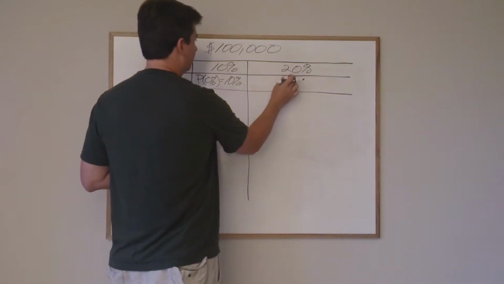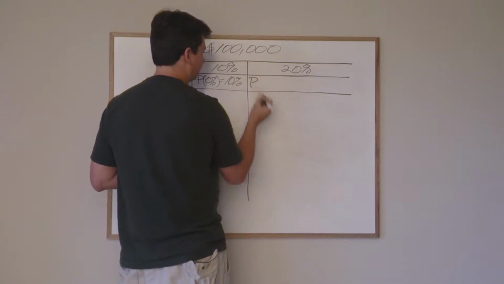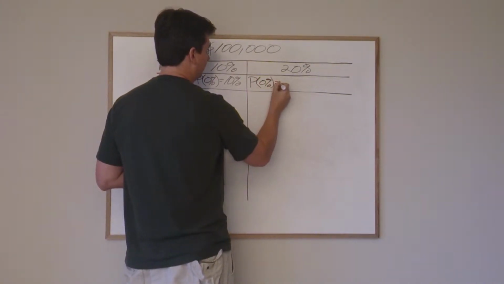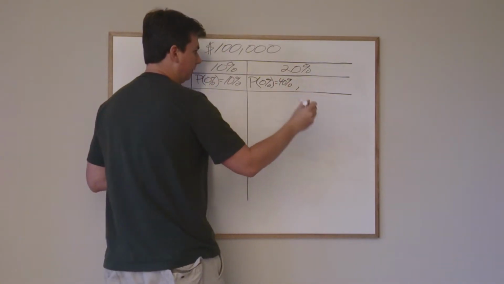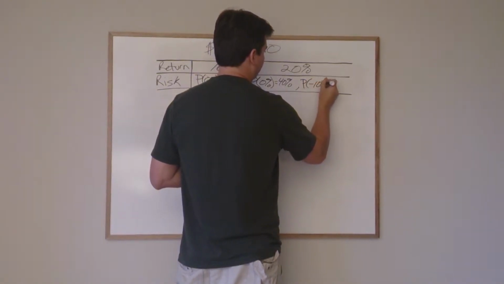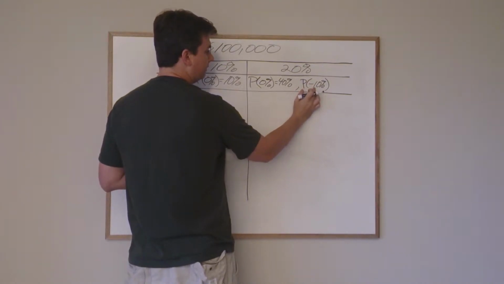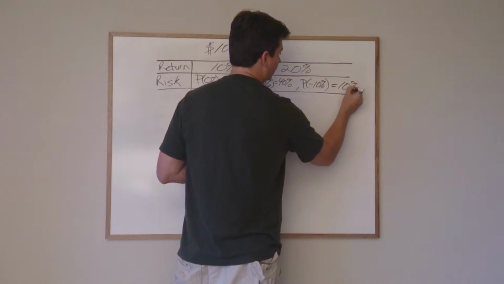Over here, the payout's almost double, so we're going to add a little more risk here. So the probability of getting 0% is 40%. And then we're going to add another element here, and that's the probability of losing money. So the probability of losing 10% of your money is going to be equal to 10%.